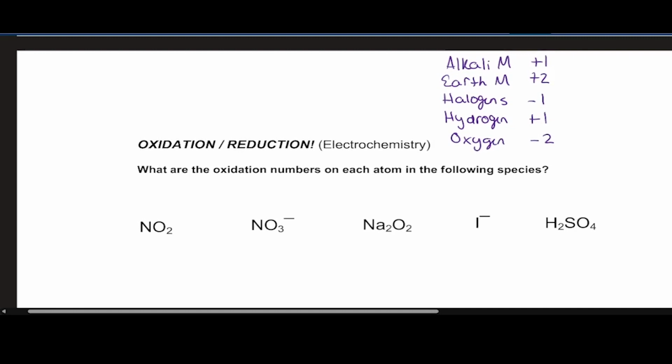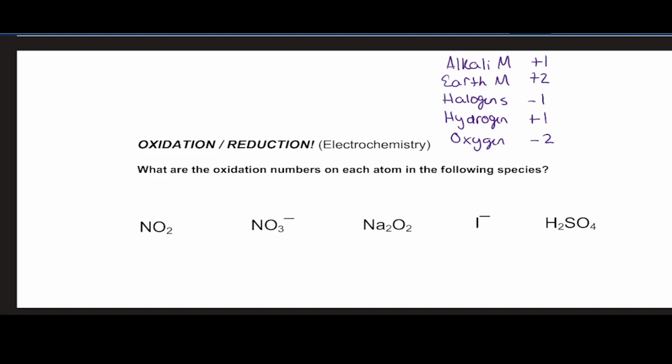So why don't we move on to electrochemistry? Electrochemistry is a topic discussed later in the course of Gen Chem 2, so it's really important that we understand the difference between oxidation and reduction. And this is where oxidation numbers are really, really important, and we need to know how to assign them.